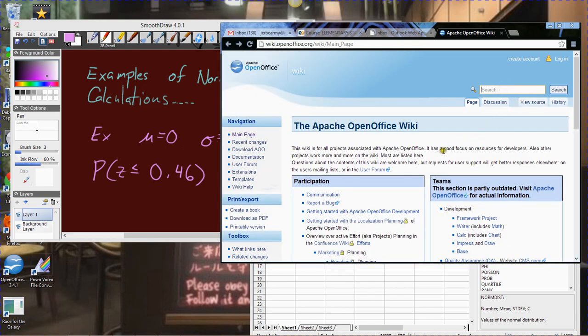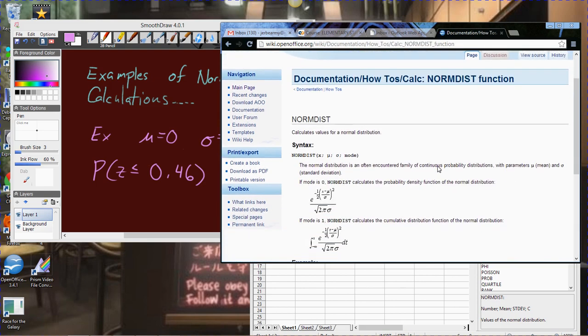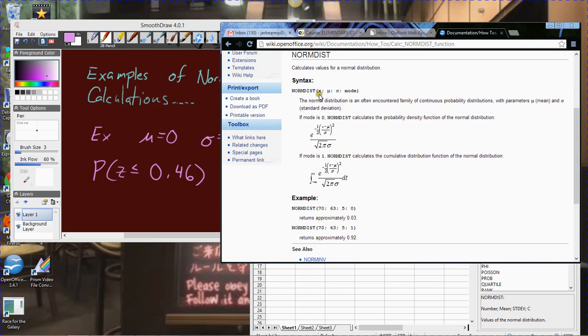Like anything, you go to Wiki. So if you go to the OpenOffice Wiki, the function I'm interested in is normDist. So put that in. And it says what? So sure enough, you put in the number, the mean, standard deviation, and then if the mode is 0, it calculates the probability density function. So that's just the bell curve itself. It just tells you how high you are from the x-axis. That's not what we want.